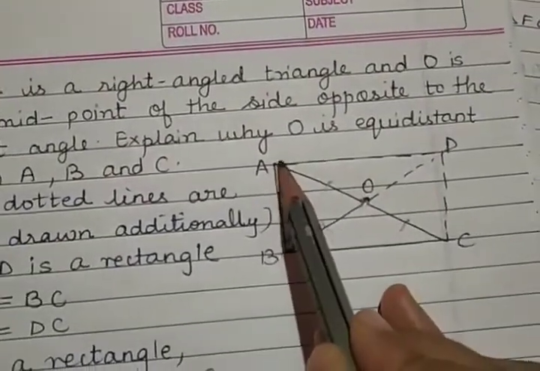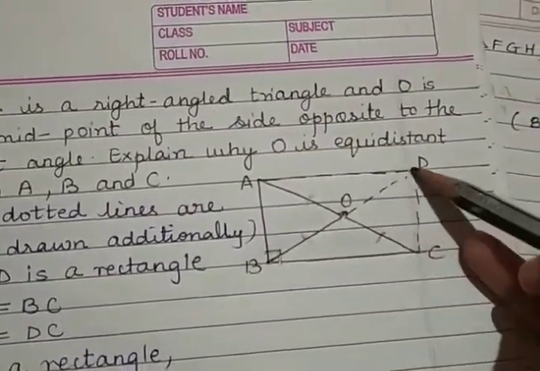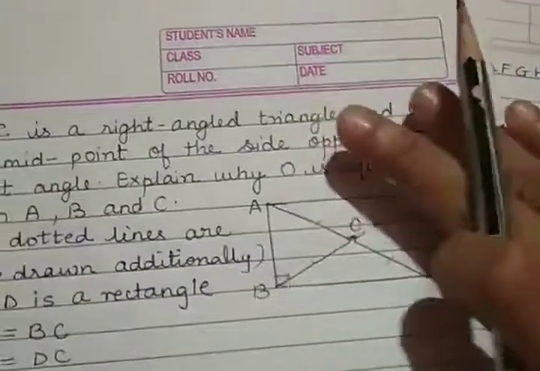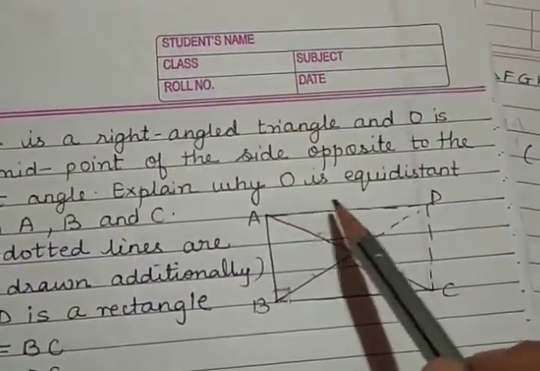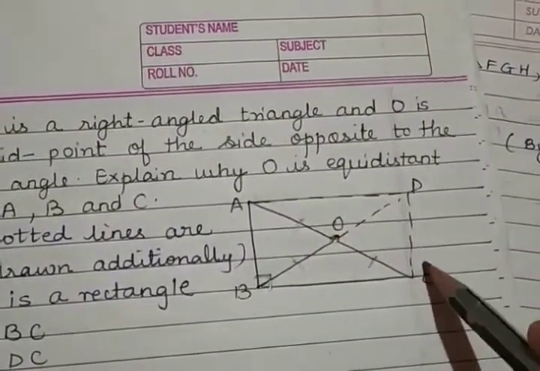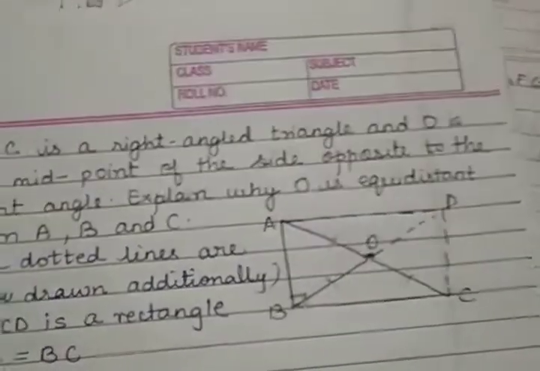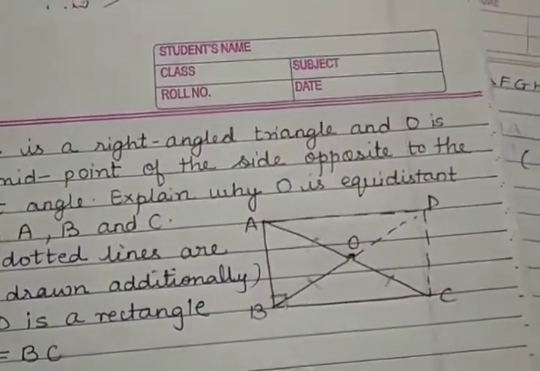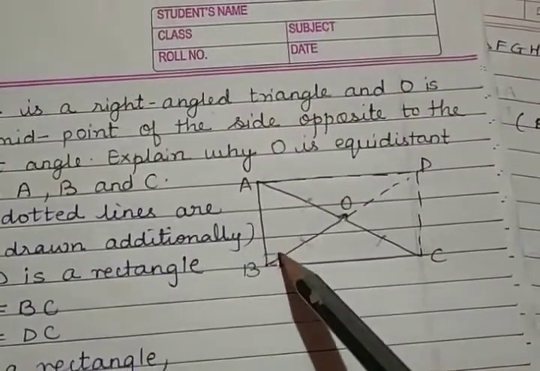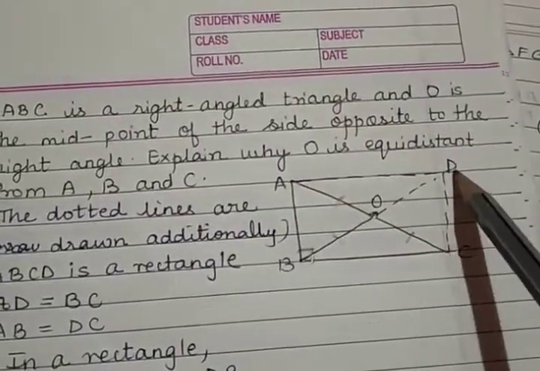In the question itself, it is given that you are actually extending these lines to get a rectangle. The dotted lines are drawn additionally. This is not part of the question, but to make it simple and to use the properties of a rectangle, they have given this extension. Using the property of a rectangle, we have to show that this point is equidistant from A, B and C. After extending this, what you get is a rectangle. This is 90 degrees, so all the others will be 90 degrees. So ABCD is a rectangle.